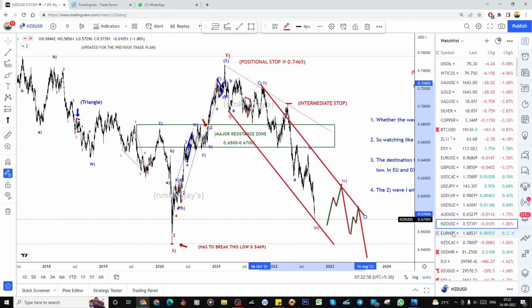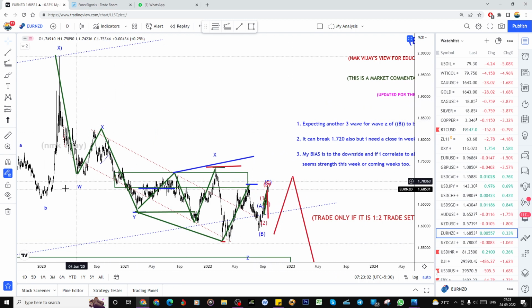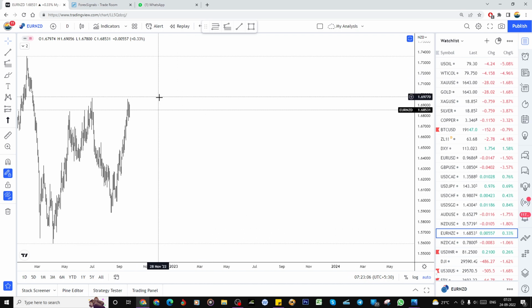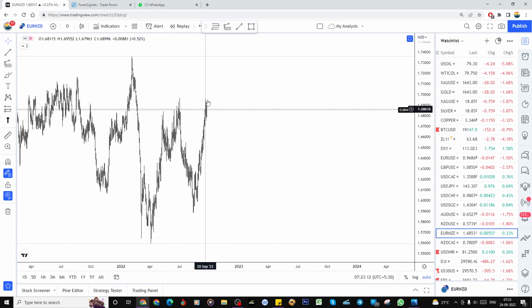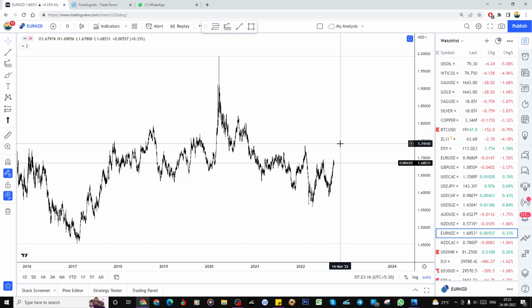That's it. So now we have to go for the Euro New Zealand. Look at this, still it has not yet broken the previous high, this one. If it does, as I said, it is going to be above 1.3179 in the expanded formation of a triangle, an expanding triangle.